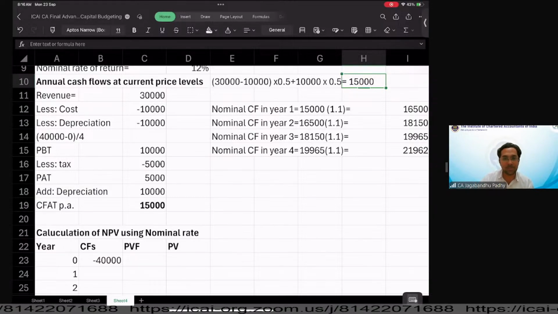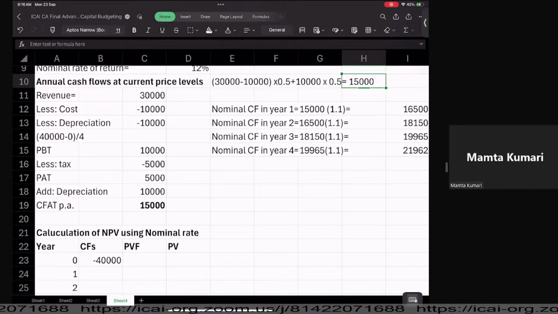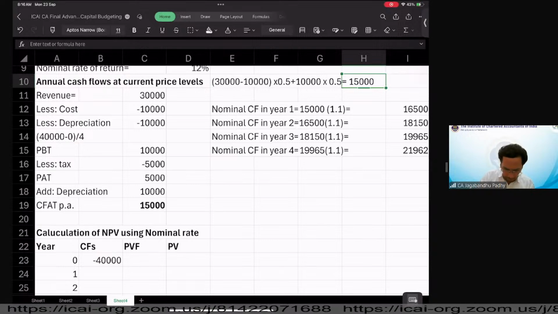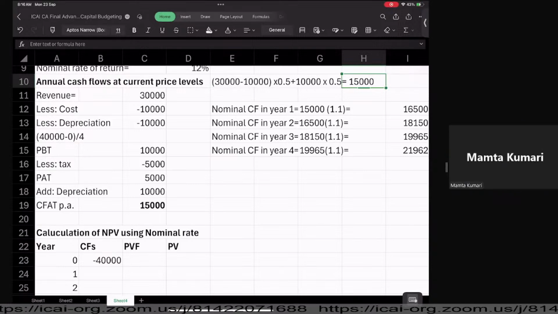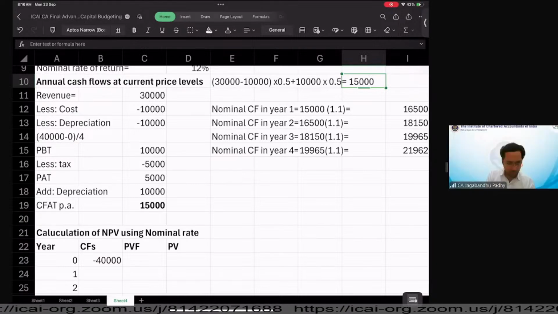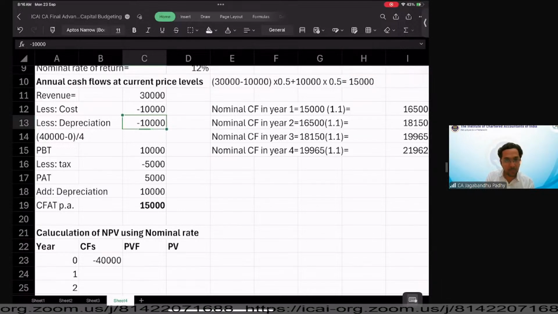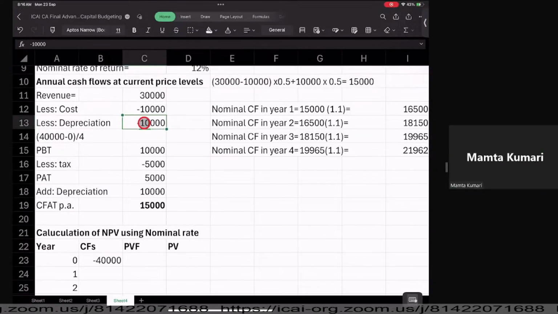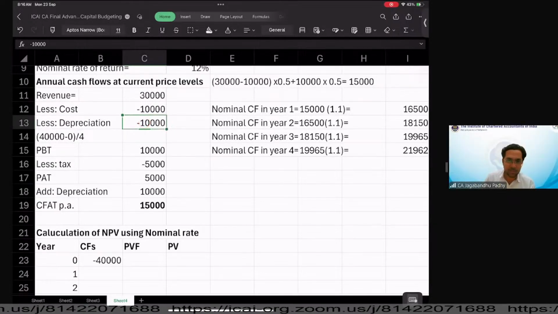Yeah, Mamta, please. Sir, in the second approach, we deducted only 10,000. That is only the cost value, but we have not deducted depreciation. Why, sir? We have deducted depreciation of 10,000. Over here? Yes, but in the second approach... I asked in the second method. Yes, you're saying in the second method, this one.